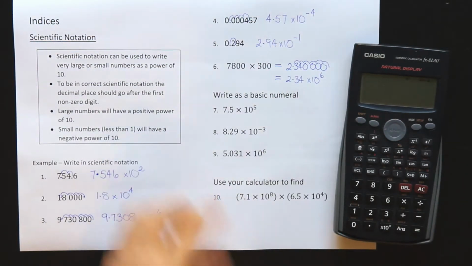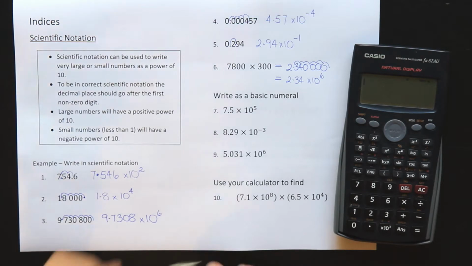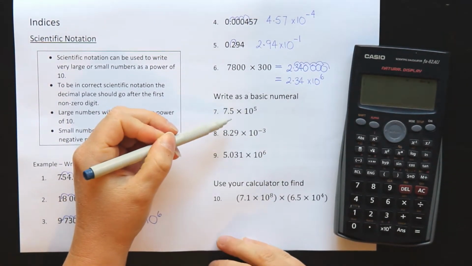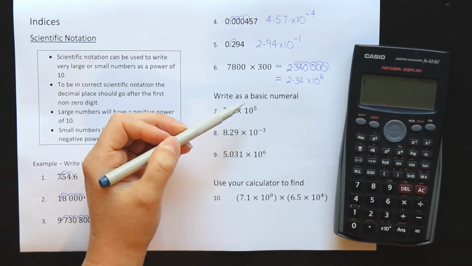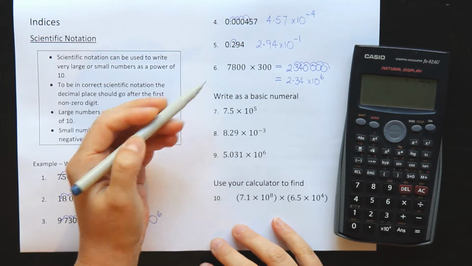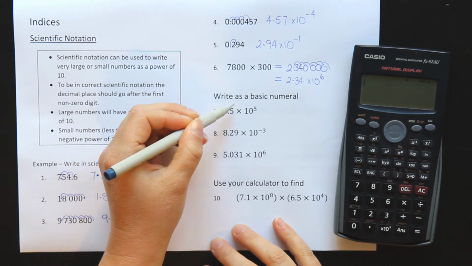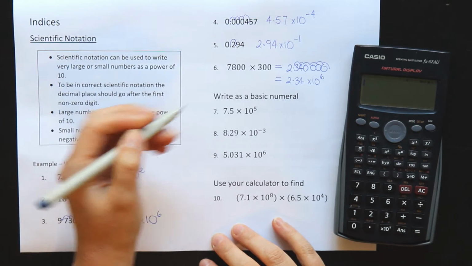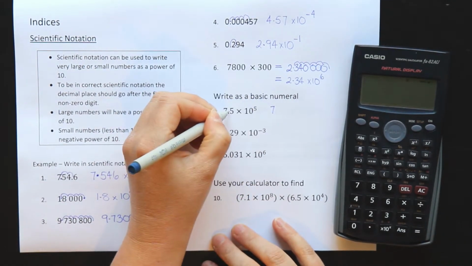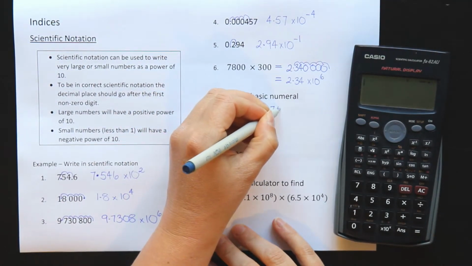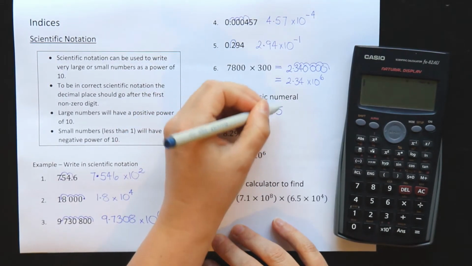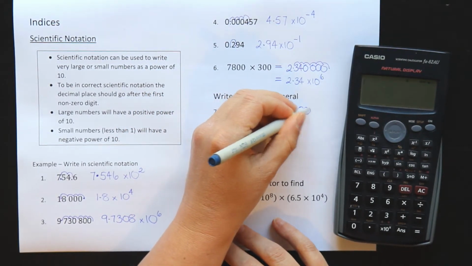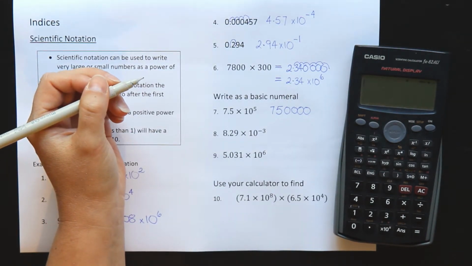So for this next set of questions, we wanted to go in reverse. We have scientific notation, and we want to go back to the basic numeral, which just means normal number. So if I have a times 10 to the 5, that means I need to move the decimal place 5 places, making that number bigger. So I start with the 7. 1 jump would be over the 5. And then for the rest of the jumps, I need to add zeros. So I've done 1 jump, 2, 3, 4, 5 jumps, adding those zeros on.